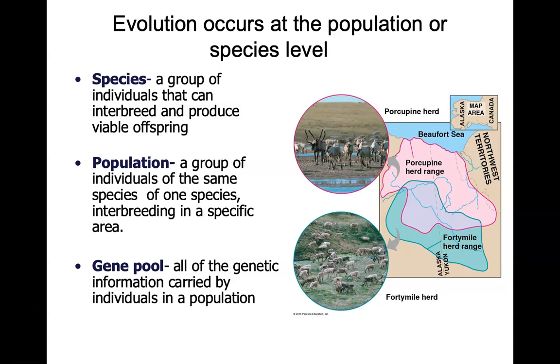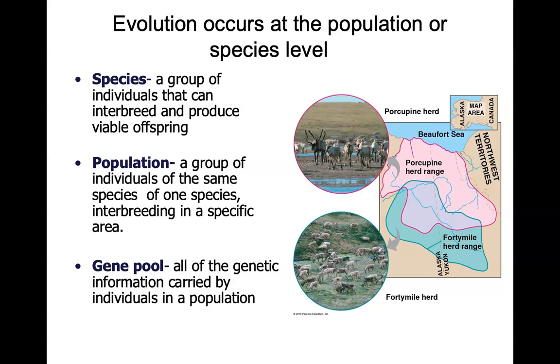Now, some people think, oh, you can get something weird like a liger or a tigon, and that's a cross between a lion and a tiger. The problem is that those organisms are themselves individual species, and they do not produce viable offspring.